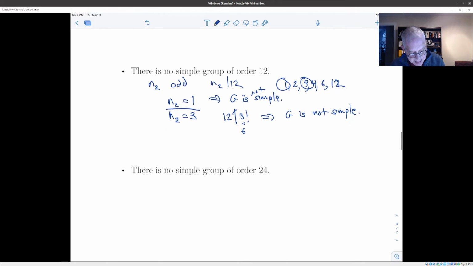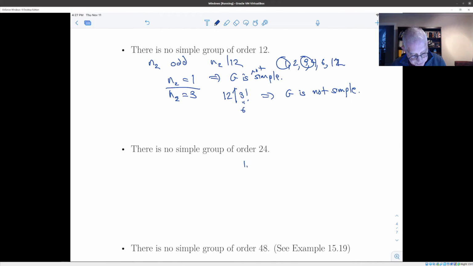The same thing works for 24. The divisors of 24 are 1, 2, 3, 4, 6, 8, 12, and 24. The only odd ones are 3 and 1. If n_2 is equal to 1, not simple. And similarly, 24 does not divide 3 factorial. So n_2 equals 3, not simple.